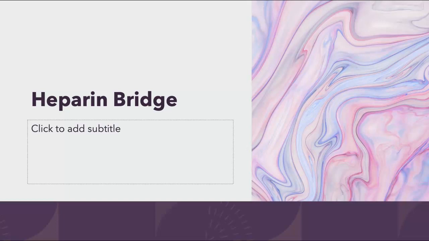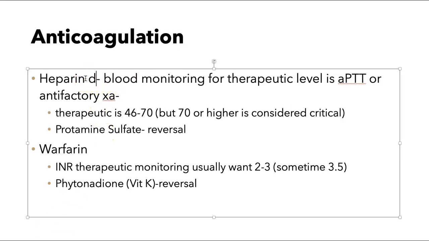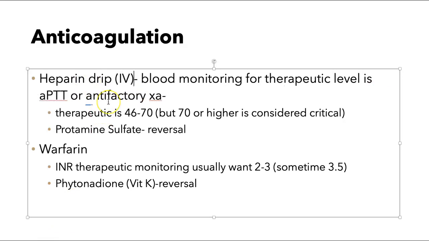So in this PowerPoint, I'm going to describe what a heparin bridge is and the things that we're looking for. So the two main medications we're going to talk about here, heparin, unfractionated heparin. When somebody is on a heparin drip, and this should really say heparin drip, so we're talking about IV, the blood monitoring for therapeutic levels is the APTT.